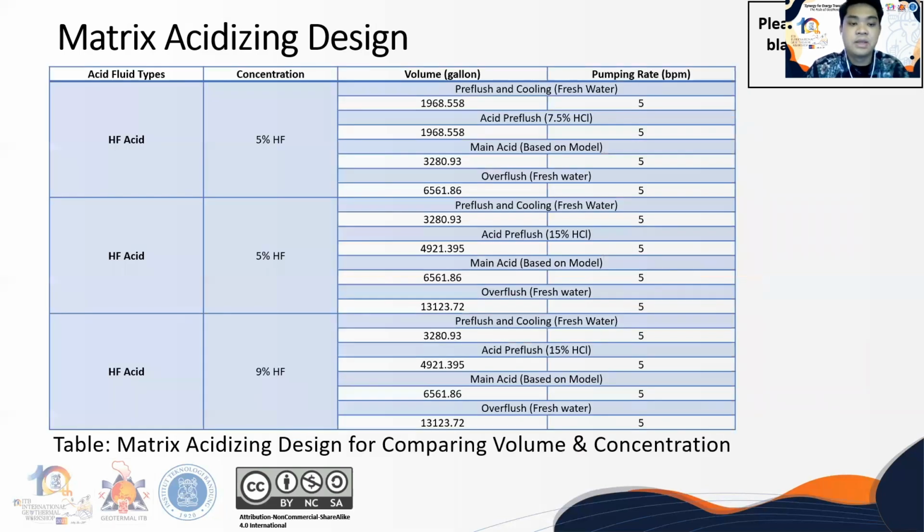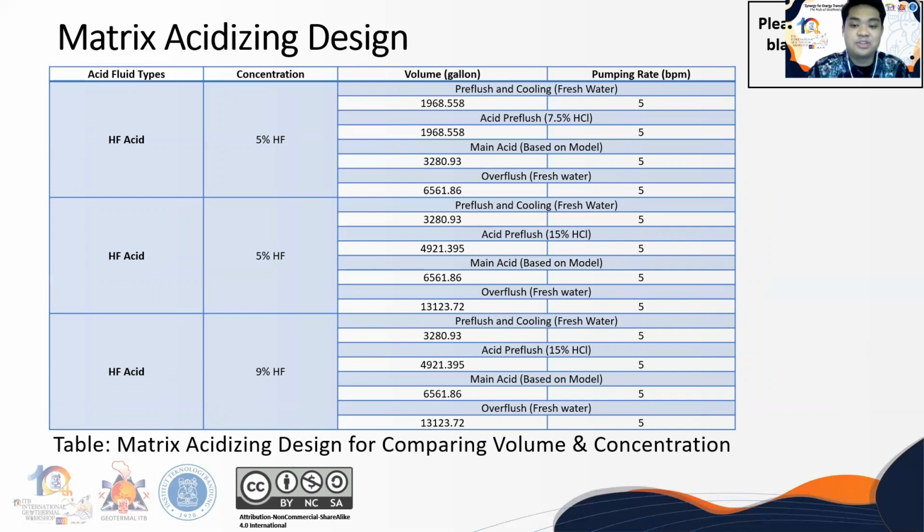And furthermore, based on Schechter and Economides, formation containing a high concentration of clay mineral normally requires an acid containing HF to remove the formation damage caused by the clay mineral. As this well contains a high concentration of silica, HF acid fluid is used as the main acid, by comparing its injection volume and concentration.